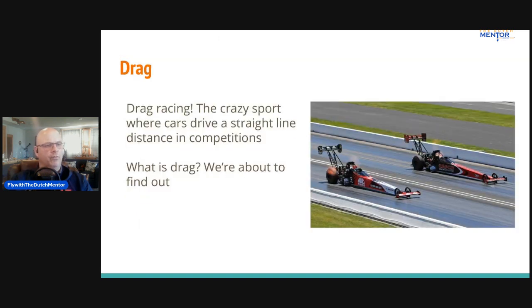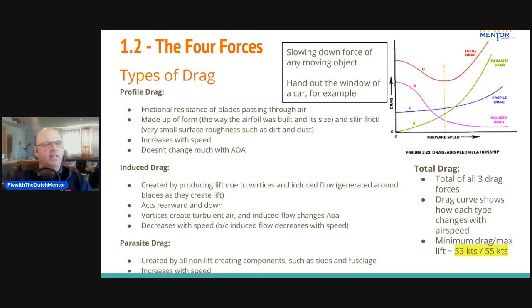The second component, of course, is drag. We have drag that comes in different profiles. We have profile drag, that is the friction resistance of the blade passing through the air itself. It's made up of form, and if you can see from the graph on the right hand side, that profile drag increases as we increase speed. Induced drag, think about these vortices, will decrease as speed increases itself, right? Because we're getting into cleaner air, they become less of a factor.